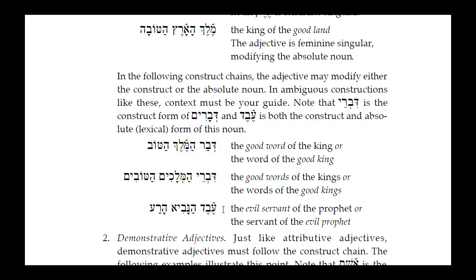Secondly, we have Eved, Hanavi, Hara. Eved basically is masculine singular. Hara, the adjective, is masculine singular. And Hanavi is masculine singular. So we could say either the evil servant of the prophet, or the servant of the evil prophet. Hara could go with Hanavi or with Eved.